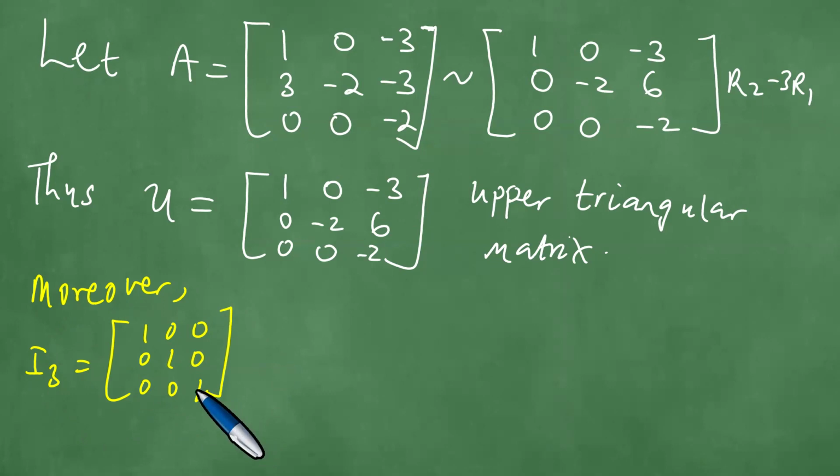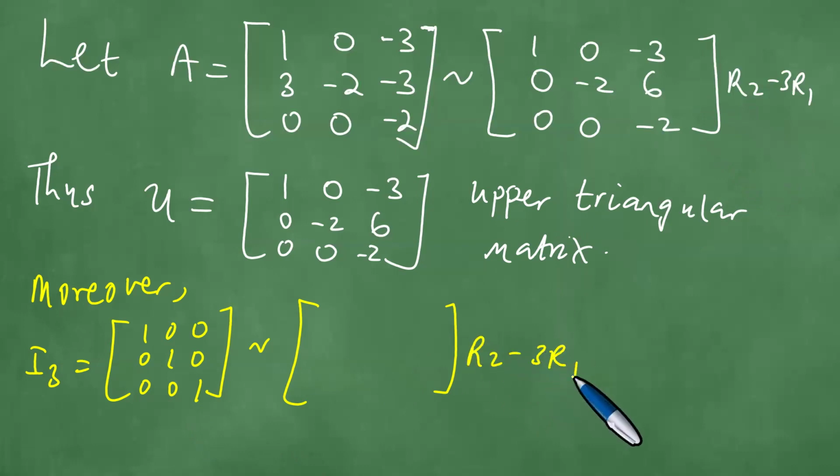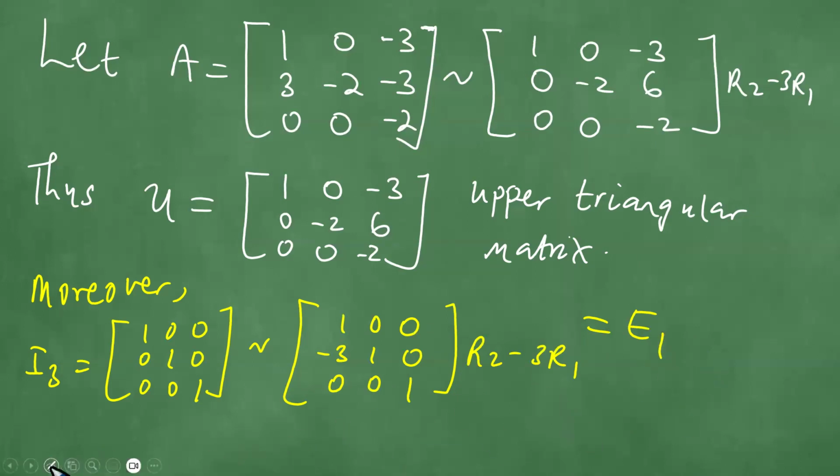At this point, this matrix can be transformed to an elementary matrix by applying one elementary row operation. The elementary row operation is row 2 minus 3 row 1: 1, 0, 0, and row 2 minus 3 row 1, which is minus 3, 1, 0, then 0, 0, 1. Right, we have therefore achieved an elementary matrix we can call E1.